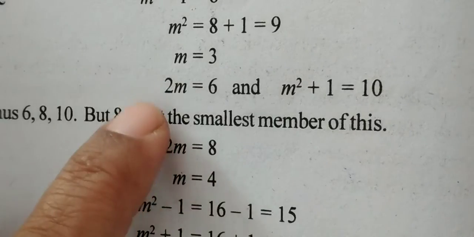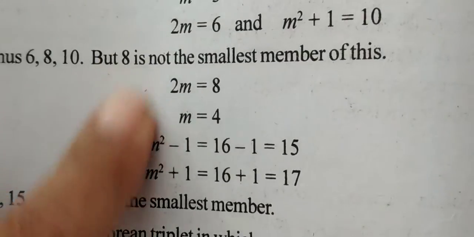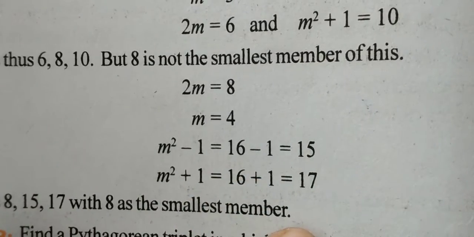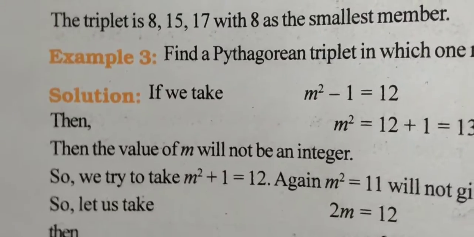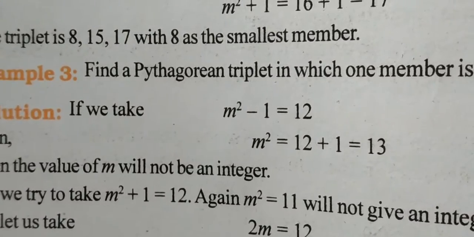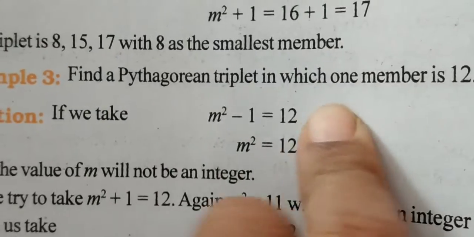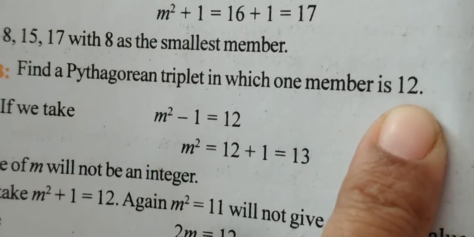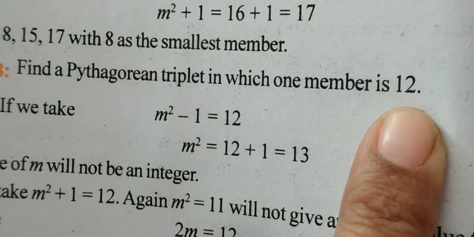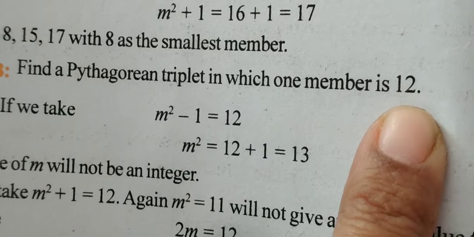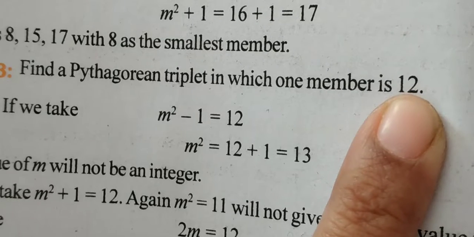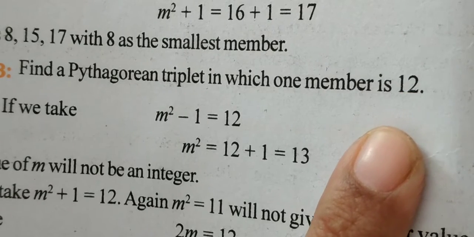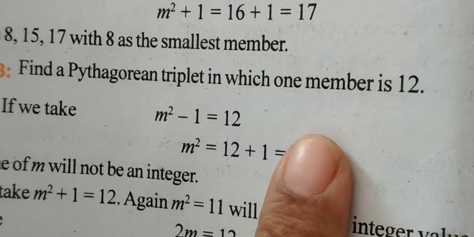Is that clear? So your work will be shortened and you will get the correct answer. Now example, the second type of the question. Find a Pythagorean triplet in which one member is 12. Here it's not mentioned whether smallest is taken or biggest is taken. It's given one of the members is 12. When it is told one of the members is 12, then you can go for any form.